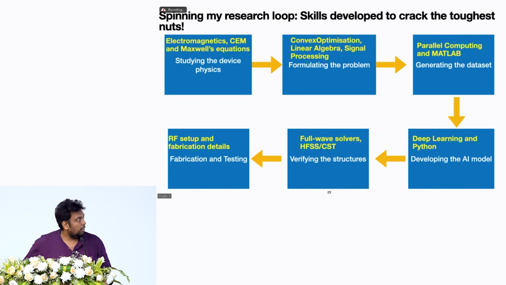So overall, coming across all this problem of inverse design, it takes the entire loop of study. First you have to understand the device physics, formulate the problem, generate the data set, develop the AI model, verify the structure, and finally fabricate and test it. So it's a complete loop now, and we are able to test our devices. The methodology that I have shown here is very general. I have shown it for an antenna, but it can definitely be applied to other devices as well, as long as you can parameterize your device well.